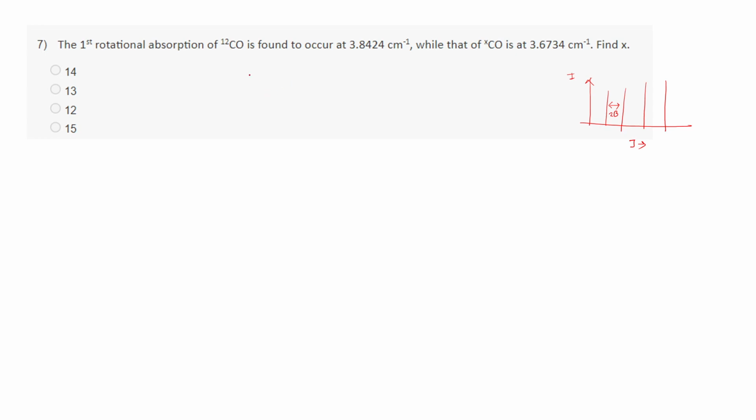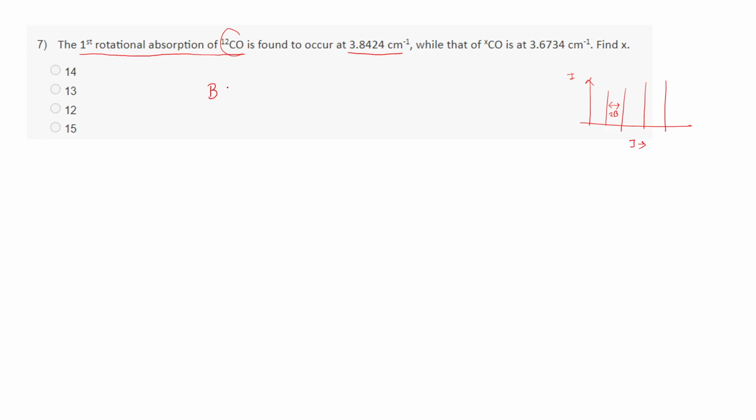Am I confusing you? Okay, let us not do that. So it is given that the first rotational absorption of 12CO, see this isotopic thing is coming, right, is found to occur at this centimeter inverse, while that of XCO, meaning another isotope of carbon, will give you lesser rotational absorption. So we have to find the X. So it will be easy.